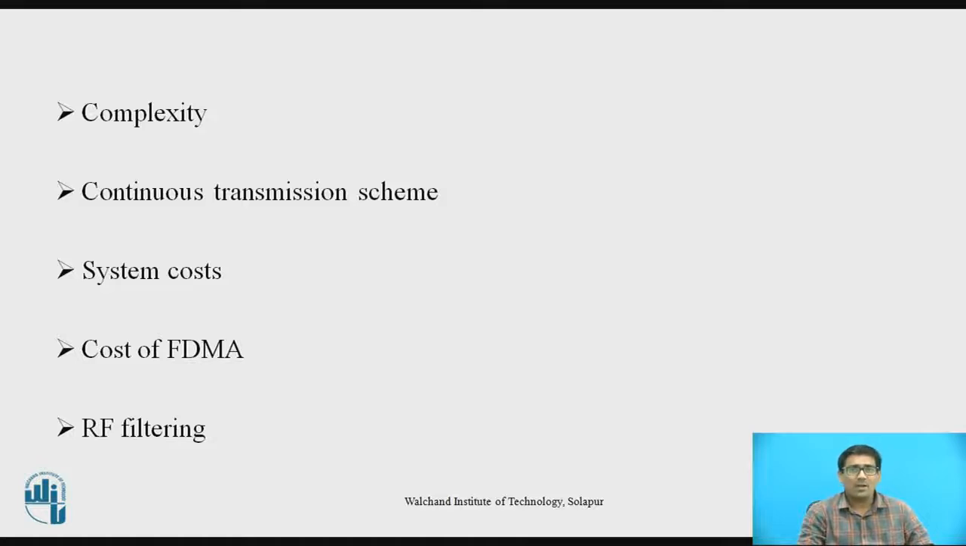The FDMA mobile unit uses duplexers since both the transmitter and the receiver operate at the same time. This results in an increase in the cost of FDMA subscriber units and the base station. So FDMA requires tight RF filtering to minimize adjacent channel interference.